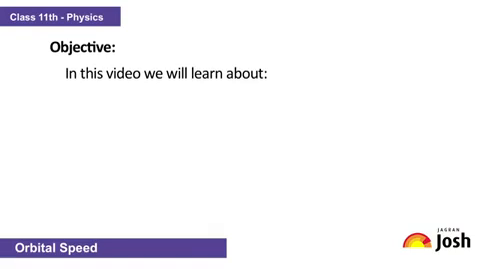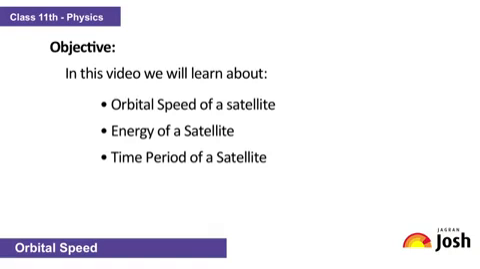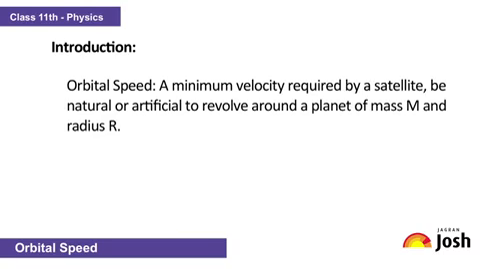In this video, we will learn about the orbital speed of a satellite, energy of a satellite, and time period of a satellite. Orbital speed is the minimum velocity required by a satellite, natural or artificial, to revolve around a planet of mass m and radius r.